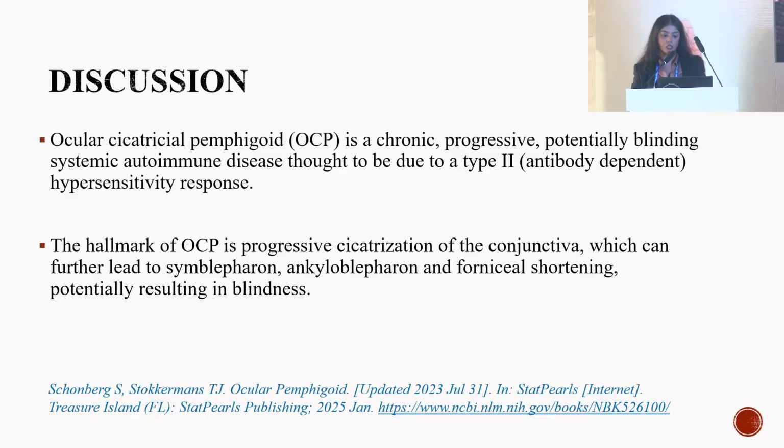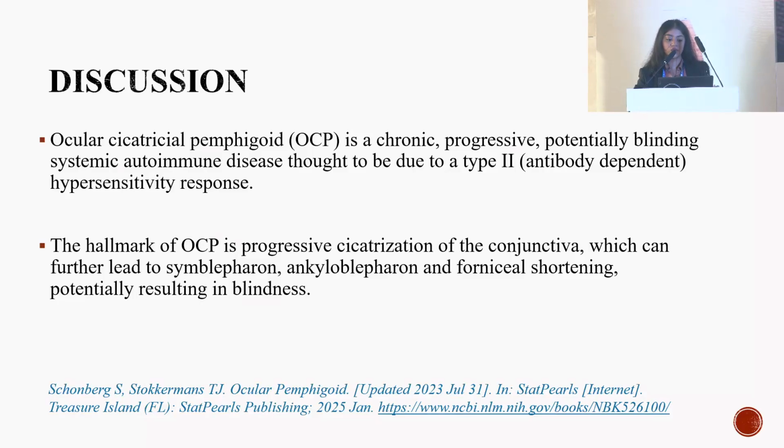Coming to our discussion, ocular cicatricial pemphigoid is a chronic, progressive, potentially blinding systemic autoimmune disease, which is thought to be due to a type 2 antibody-dependent hypersensitivity response against the hemidesmosomal epithelial membrane complex in the conjunctival basement membrane. This autoimmune response is usually seen when a patient has a genetic predisposition and is exposed to an environmental trigger.